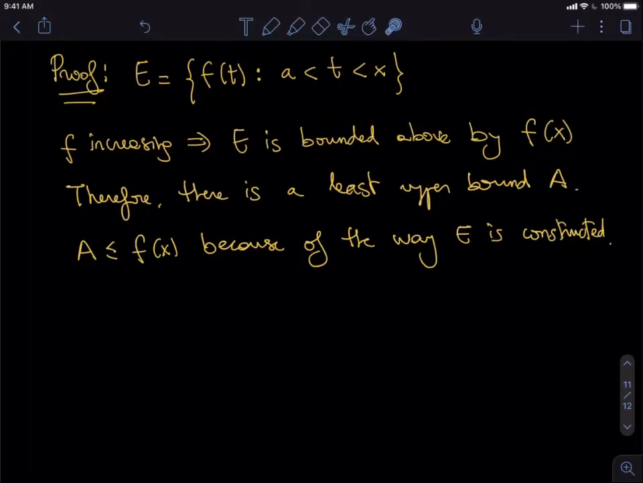Okay, every point in E is f of t for some t that is on the left of x. So the largest it can get is f of x. Now what we want to show is that a equals the limit from the left at x of the function f. Okay, this is what we want to show.